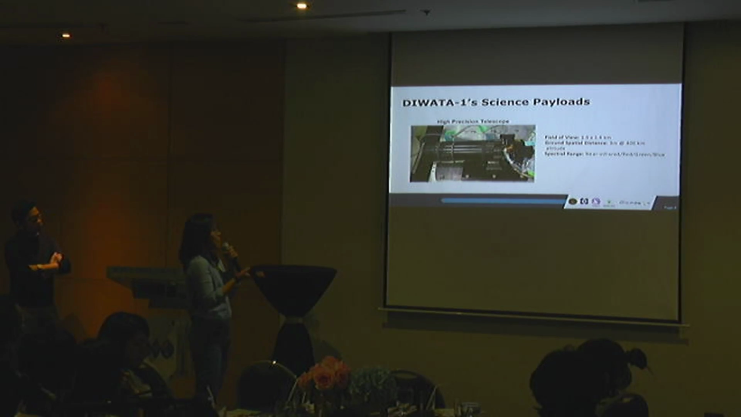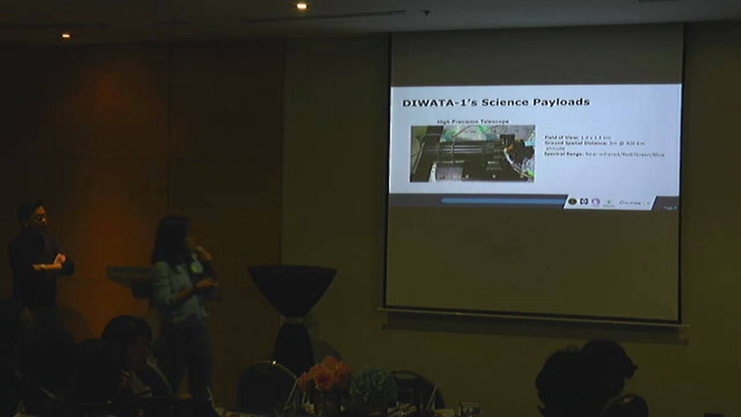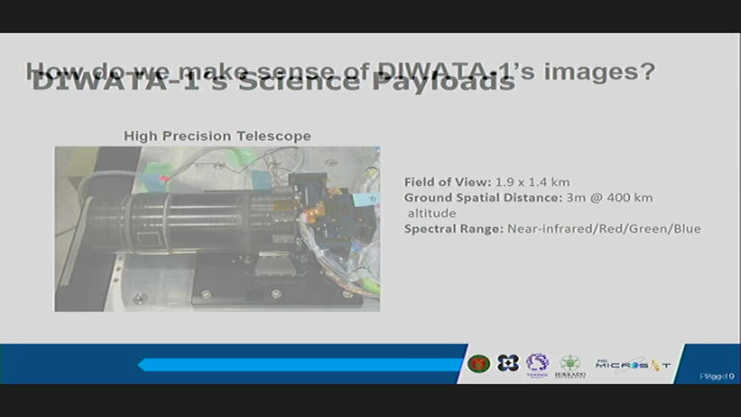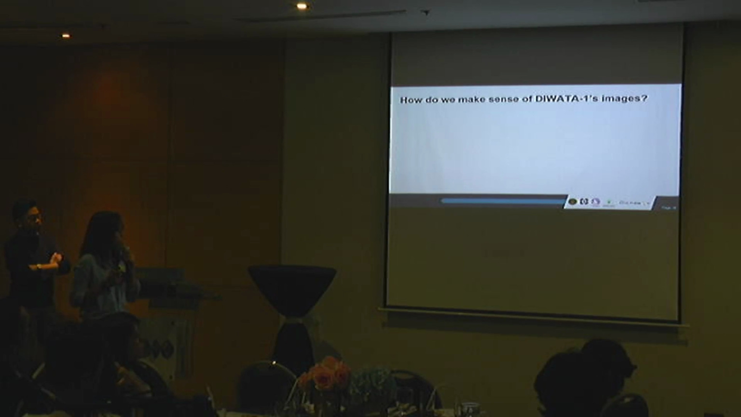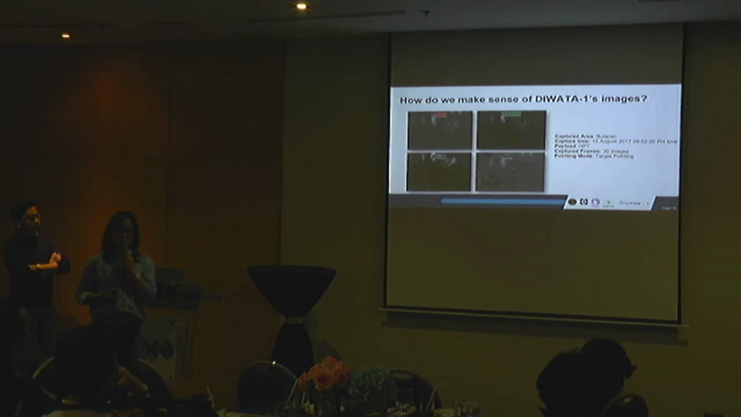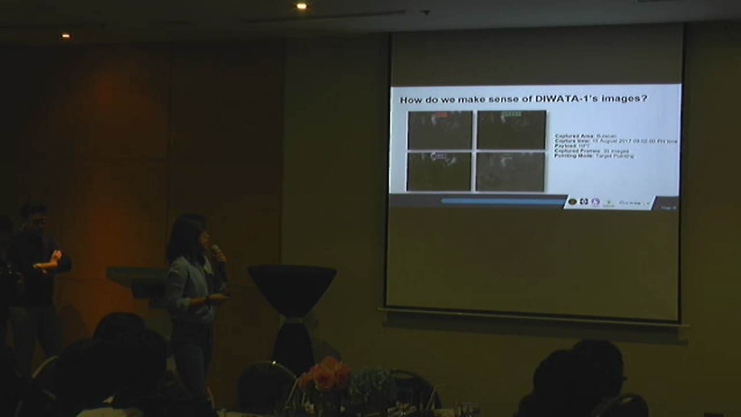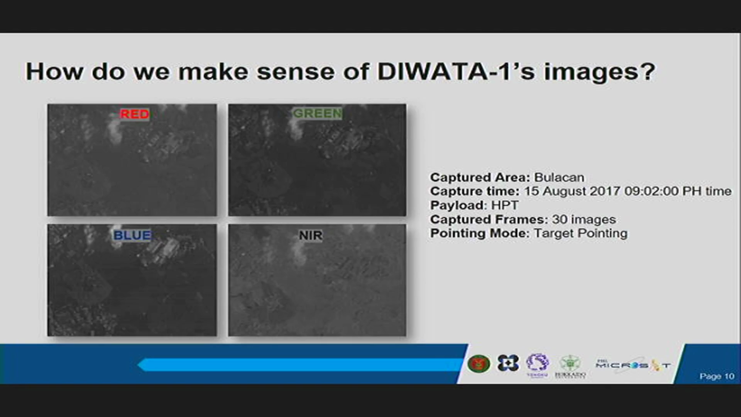So we also have the high precision telescope. So as you can see here, or I'm not sure if you can observe, but it has 4 CCDs for near-infrared, for red, for green, and for blue. Okay, so what I'm showing now is a sample image taken by Diwata's HPT. So this is the red, green, blue, and near-infrared. So this is an image taken in Bulacan last year. So it's one of the 30 images that was taken using target pointing, as discussed by Mika earlier.